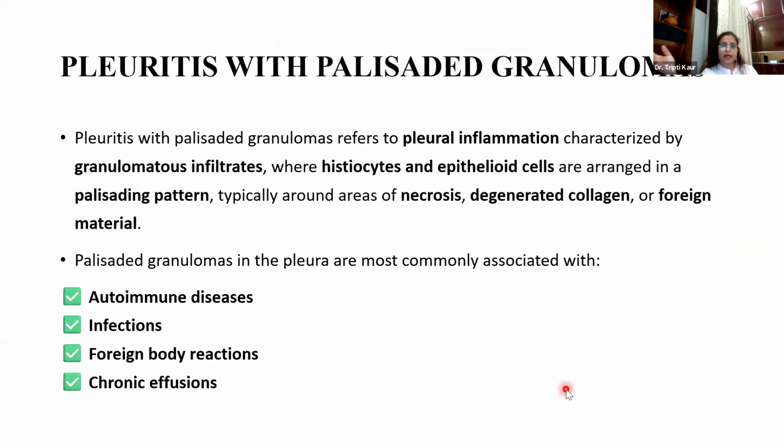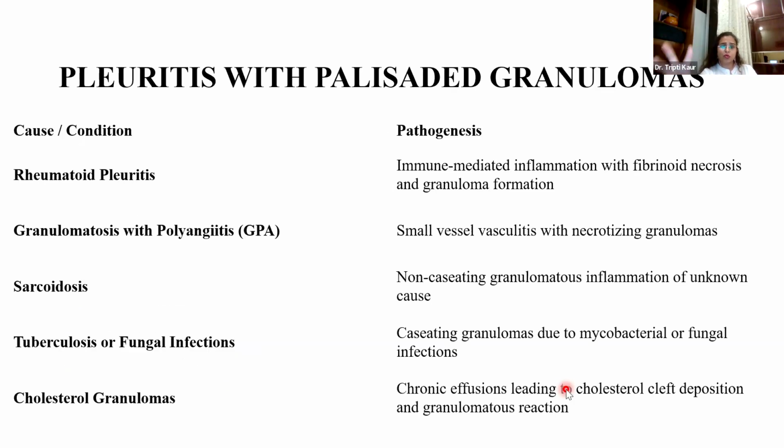So, when I was giving my exam for FRC path, we had got a case of pleuritis with palisaded granuloma. So I thought I'll just put this slide also, because you need to know the reasons. It can happen in autoimmune diseases, infections, foreign body reactions, and chronic effusions. And the most common cause, they say, is rheumatoid pleuritis again. Then you have GPA, sarcoidosis, TB, and cholesterol granulomas. And if you have increased number of eosinophils in the vicinity of those granulomas, don't forget to put parasite also as the etiology.